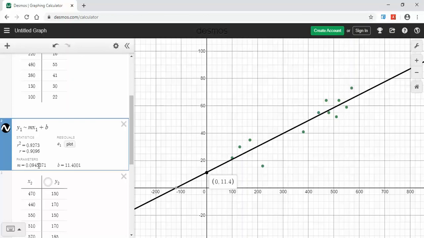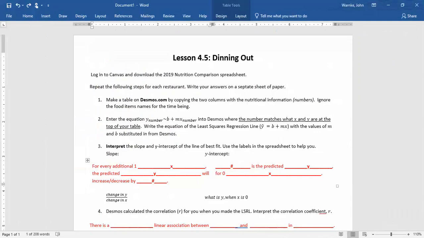0.09, and then it has some more decimal places. I'm just going to use the first 3, so 0.09, and then round that up to be 5. You could use more if you wanted to, but that is our slope, 0.095. So if I go back to this, this is interpreting what that slope means. So it says for every one additional, and then you'll notice I have the letter X here. So this is a sentence structure that we're going to use a lot.